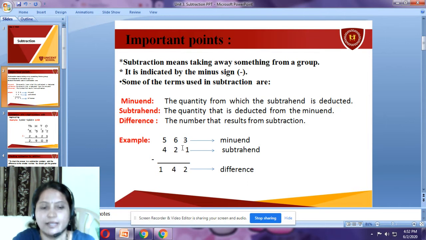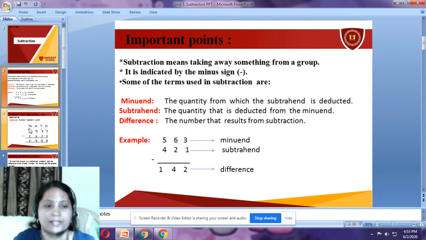So here let's see the answer once. After calculation, what is the answer that we got? 3 minus 1 is 2, 6 minus 2 is 4, 5 minus 4 is 1. What is the difference of 563 and 421 here? 142. So, here 142 is known as the difference of 563 and 421. Is it clear, children? What is minuend, what is subtrahend, and what is difference?